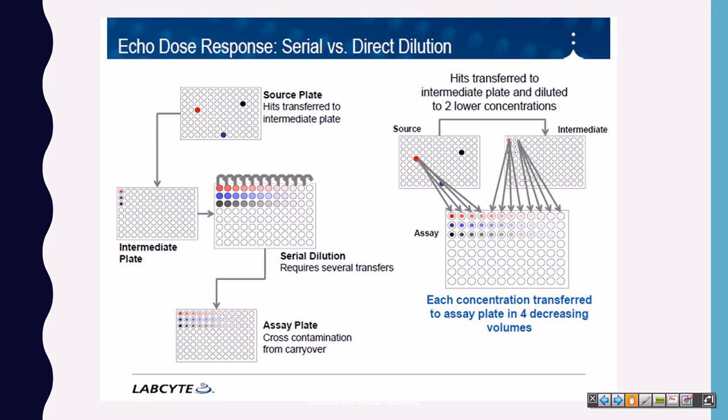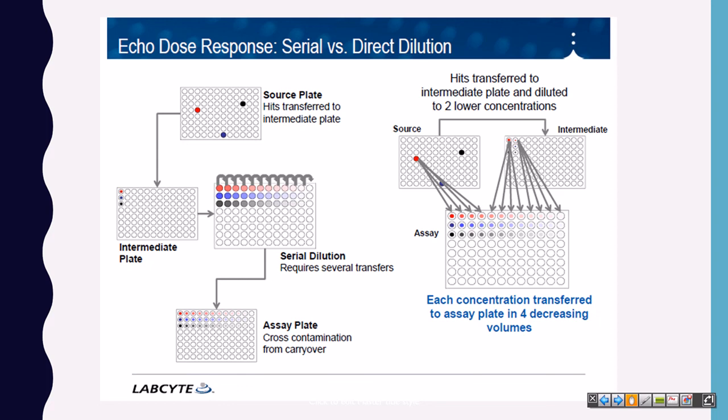And this is a presentation for dose response. Here they are showing how it works using the Echo. This is the traditional way we do it. If we get some hit compound, how do we work further for the dose response? We take it out into one plate, and from here we will make the serial dilution.